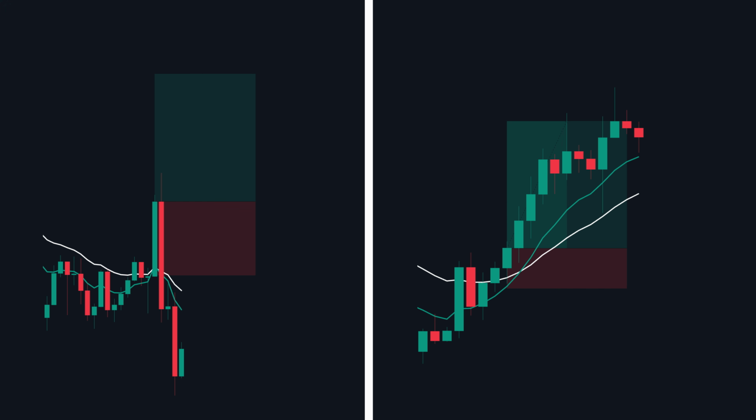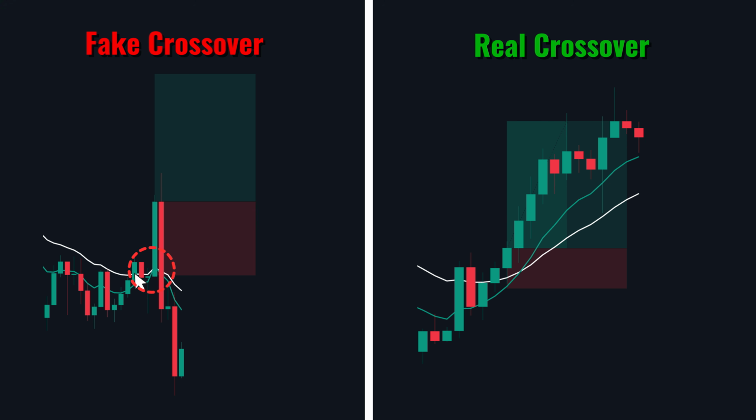Now, here is what makes this trading strategy different. It catches the fake crossovers before they blow our account. If the crossover is real, we get our entry and we take the trade. And if it is fake, we are simply not in it. And that one filter is the biggest advantage this strategy has.